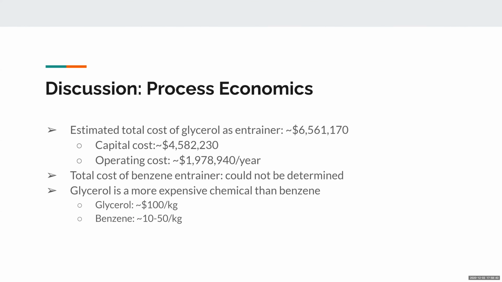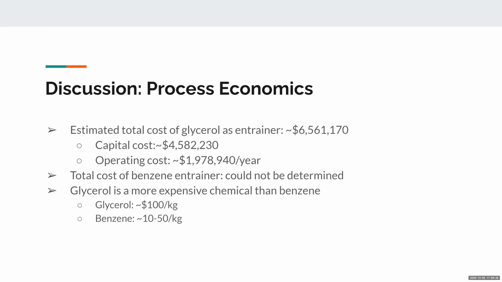Regarding process economics, there are various possible solutions to obtain the same desired product. To determine which process should be used, it's important to consider all economic aspects of each process. As previously seen, when glycerol is used as the entrainer for the separation, 2 columns, 2 reboilers, 2 condensers, and a recycle stream were implemented. It was found that this process would result in a total yearly cost of approximately $6,561,170. The majority of this cost comes from the capital cost, which is over $4.5 million, with the other almost $2 million coming from yearly operating costs for this process.